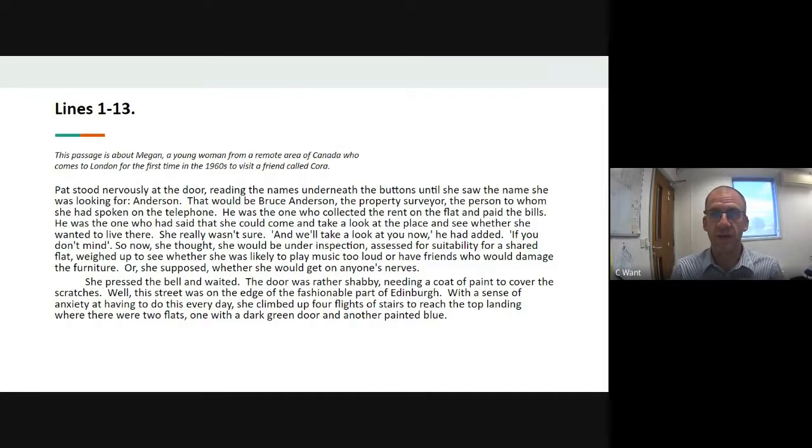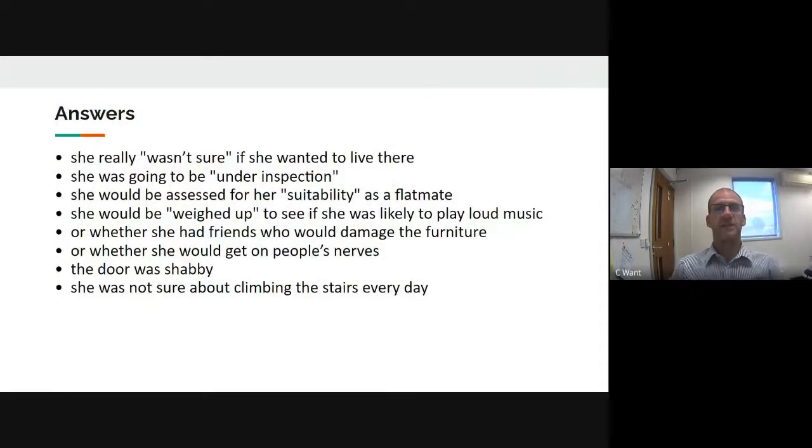"And we'll take a look at you now, he added, if you don't mind." So there, secondly, she says she'd be under inspection. Your second point might be that she feels nervous that she's being evaluated. So look, there's some of your answers. That's what your answers might look like. 5 of those would be 5 marks. And we would recommend that you spend about 5 minutes on a 5-mark question.